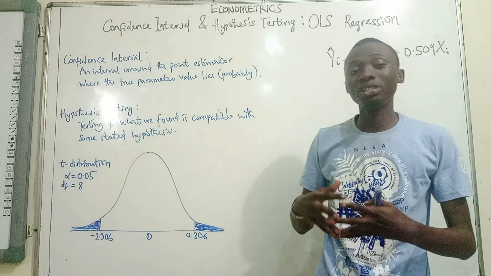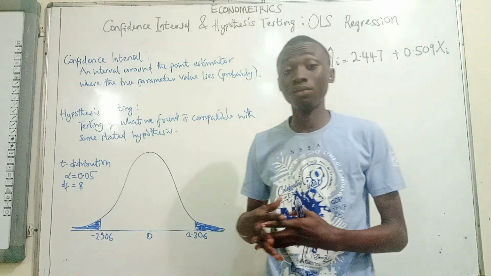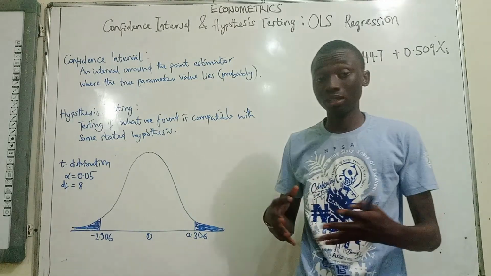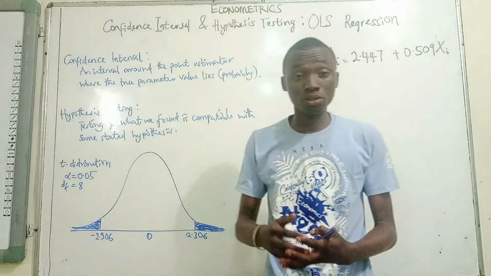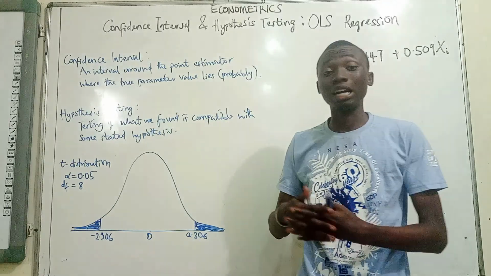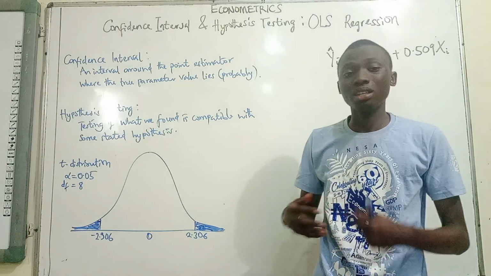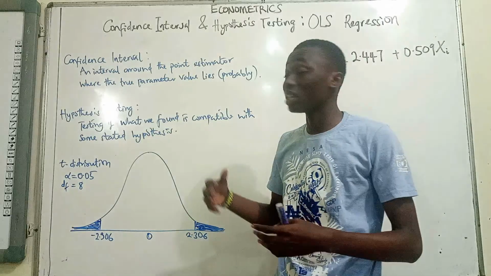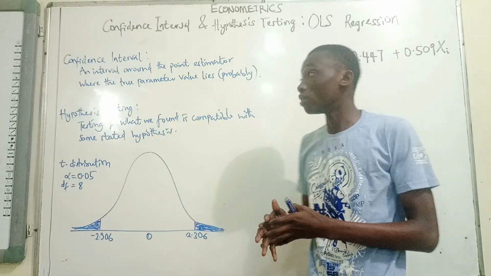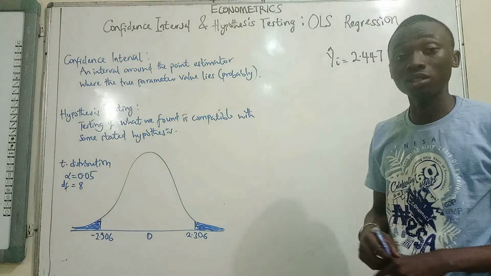We've been considering regression analysis, and specifically we looked at the ordinary least squares method quite extensively. We've tried to derive the estimators, and we even talked about the assumptions as well as the properties. Now we'll be taking a step further by looking at hypothesis testing and confidence interval.